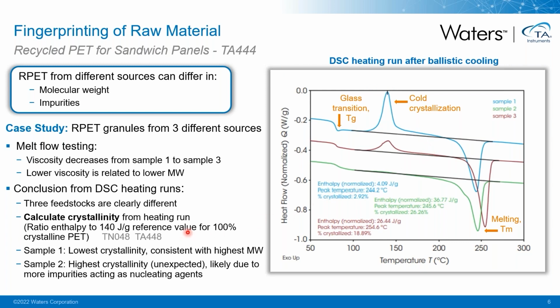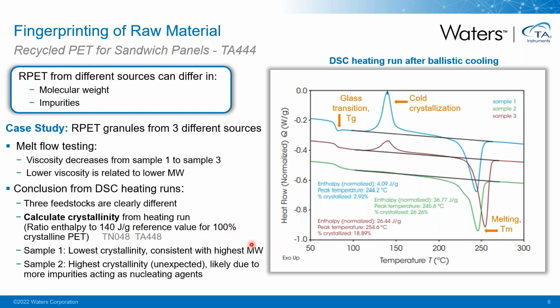Now, the first conclusion that we can draw from the DSC heating runs on the 3 samples is that they are showing very clearly difference in behavior. We can also calculate the crystallinity from the heating run by measuring the enthalpy of fusion, taking into account the enthalpy of the cold crystallization, and ratioing this difference by the reference value for 100% crystalline PET. This is providing us with the crystallinity.